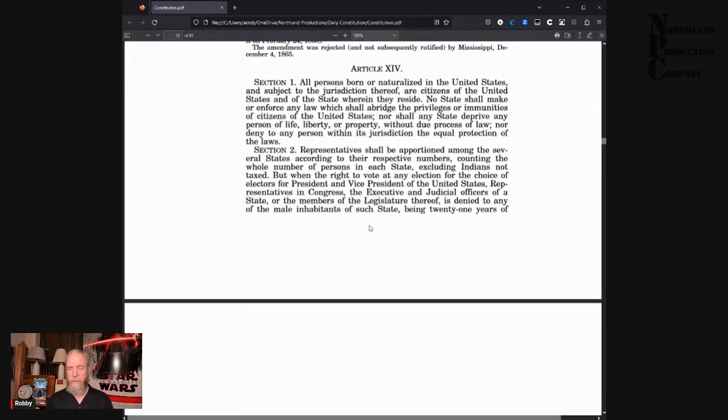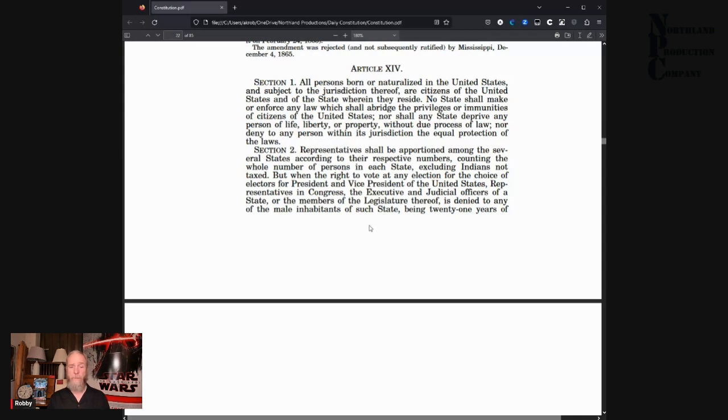Amendment 14, Section 1. All persons born or naturalized in the United States and subject to the jurisdiction thereof are citizens of the United States and of the state wherein they reside. No state shall make or enforce any law which shall abridge the privileges or immunities of citizens of the United States, nor shall any state deprive any person of life, liberty, or property without due process of law, nor deny to any person within its jurisdiction the equal protection of the laws.